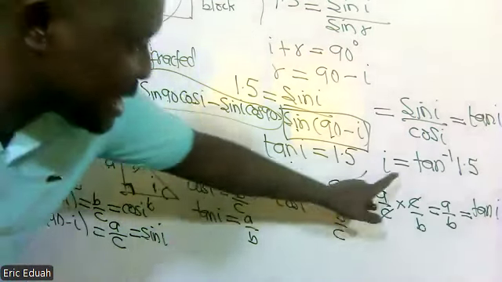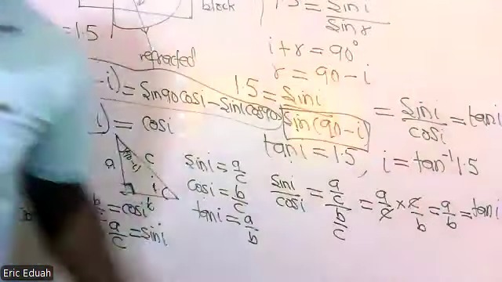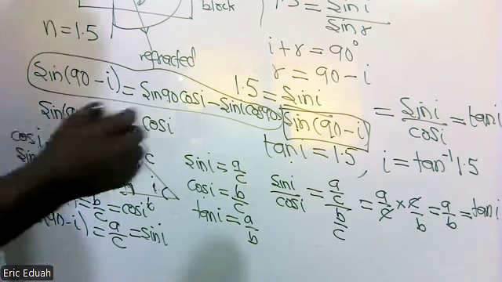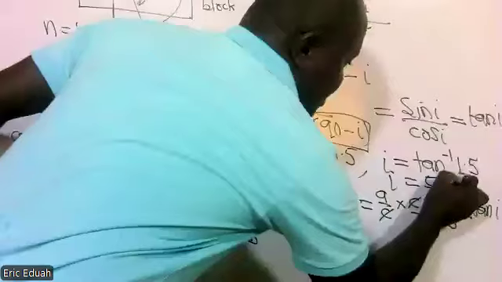So what is the tan inverse of 1.5? What's the tan inverse of 1.5? So we have I to be equal to 56 approximately.